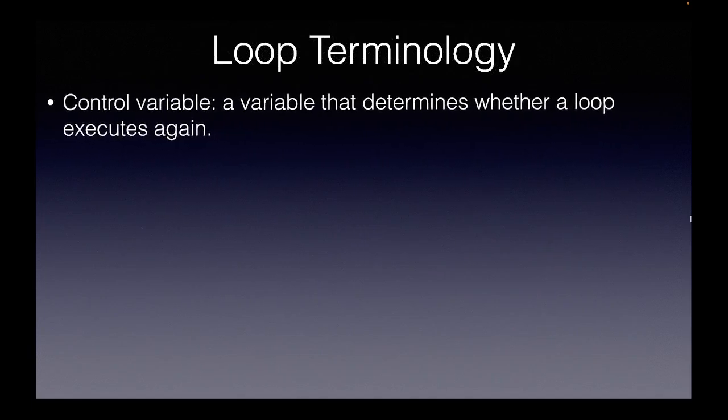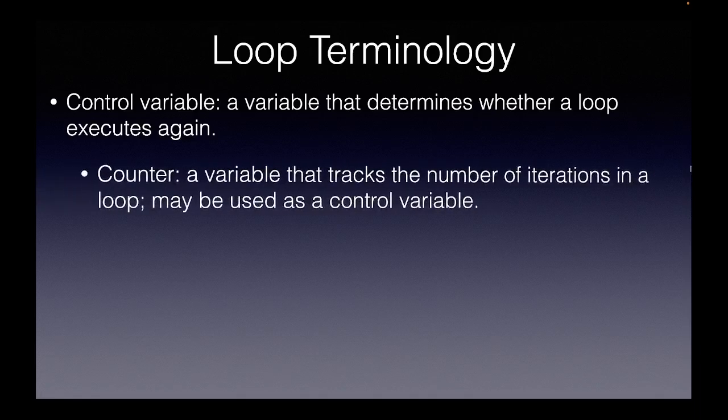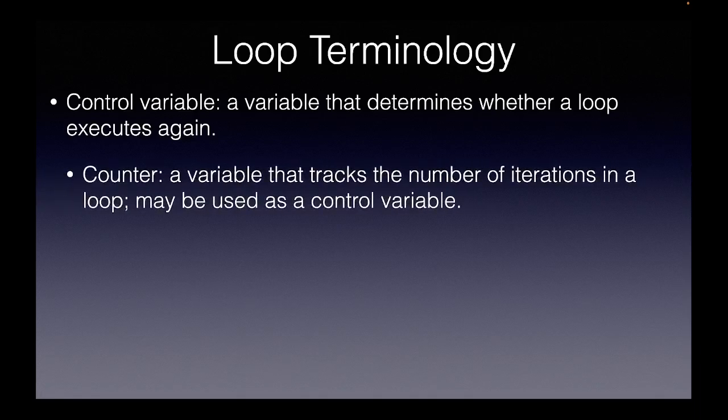A couple other terms we're going to need to know. We use the term control variable to refer to whatever variable we're using to determine whether or not the loop keeps going. And there are a couple different ways we can do that. One real common thing we often use with a loop is a counter. A counter is a variable that keeps track of the number of iterations we've executed so far. And often we use that as a control variable.